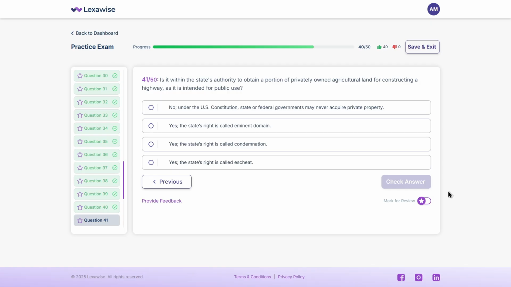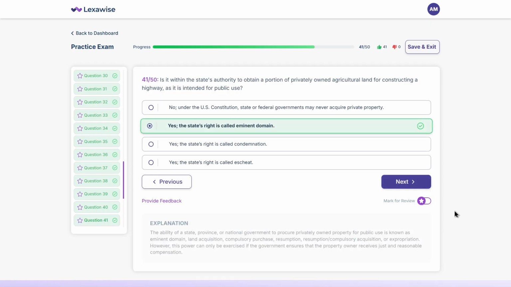The correct answer is B, yes, the state's right is called eminent domain. Eminent domain allows governments to take private property for public use, but they must pay just compensation.